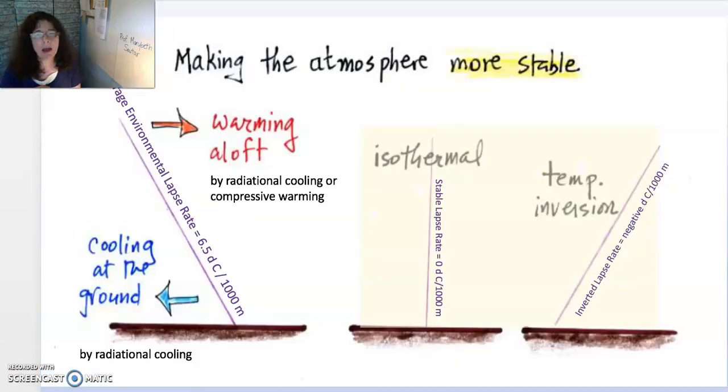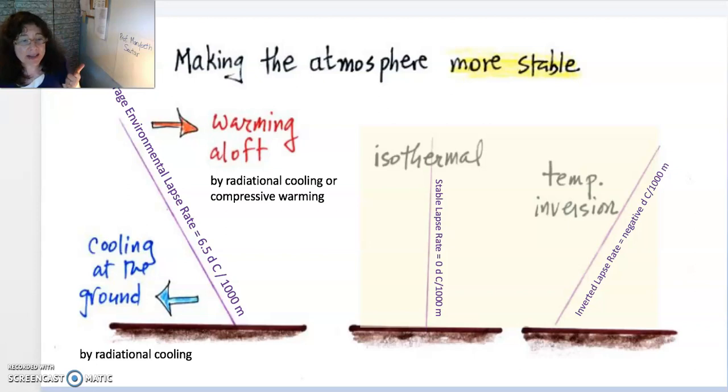Overnight, the atmosphere can make itself more stable, and it does that by cooling at the ground level and emissions. Those are the observations that you make overnight, and warming aloft from those emissions, and that impacts our data.